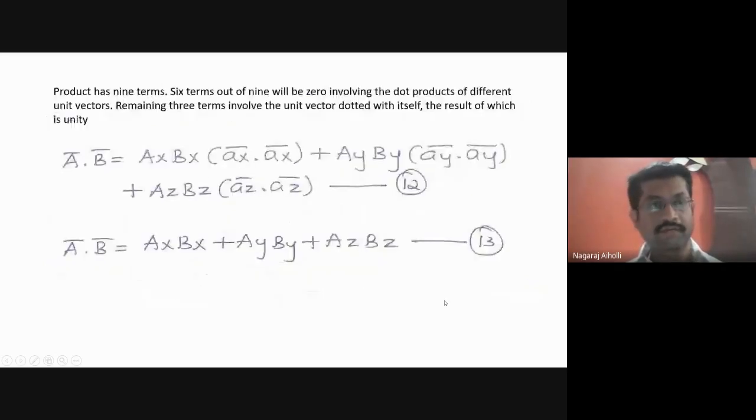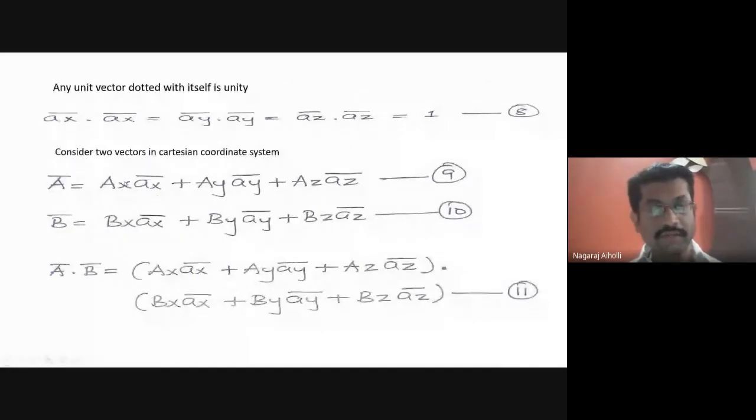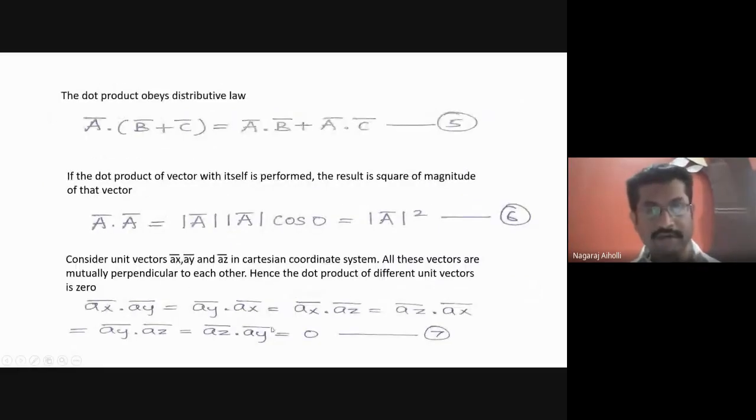So students, here we'll be getting 9 terms. Out of these 9 terms, 6 terms will become 0. Let us see how. Take ax dot with bx: this is ax bar dot ax bar, a unit vector, which is 1 from the above equation. That will give us ax into bx. But if we dot ax with ay, that will be 0, from our previous equation. Ax dot ay is 0.